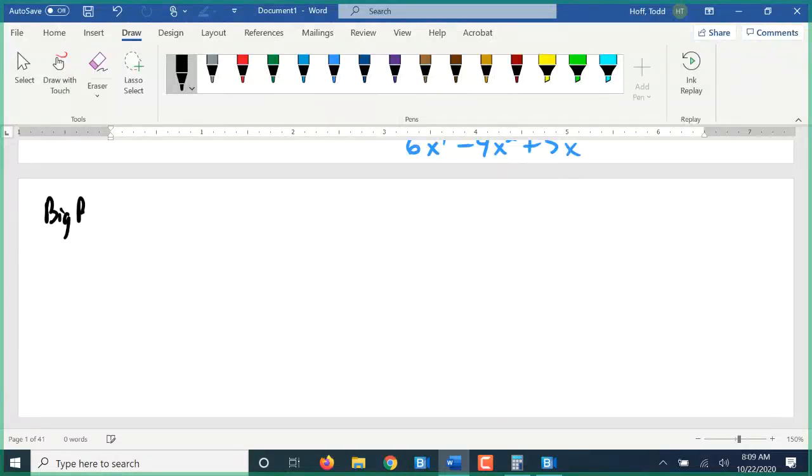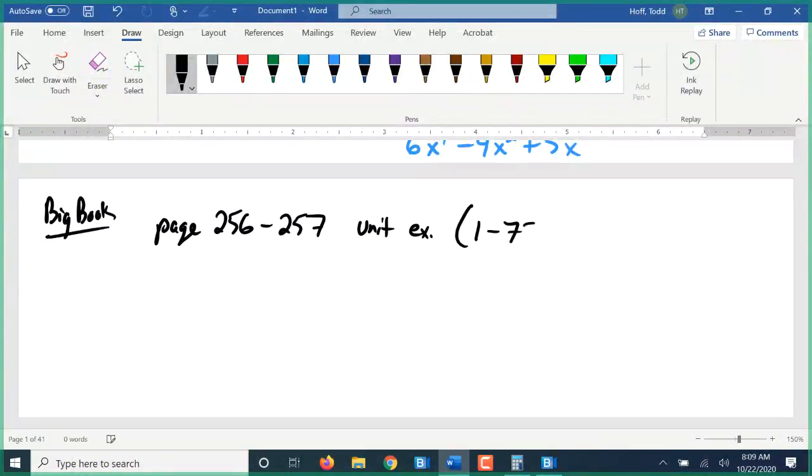So our homework for today is out of the big book. We're going to start out with page 256 through 257. This is in the unit exercises. 1 through 75, the odd. That is just reviewing working with integers, the negative numbers.